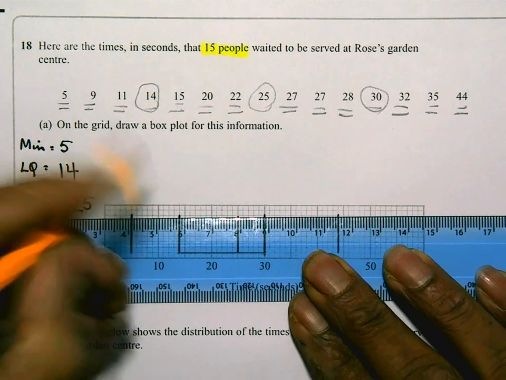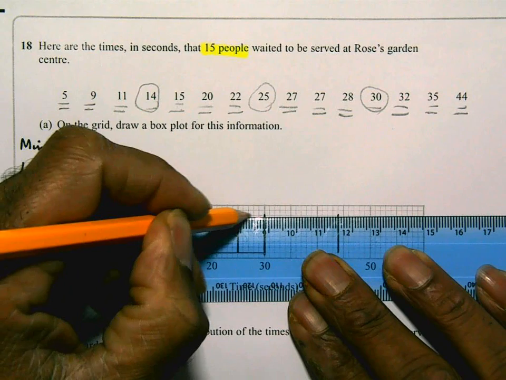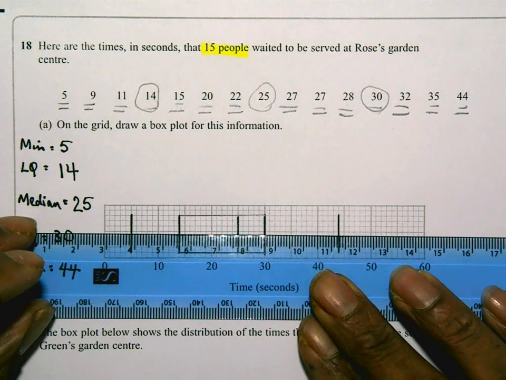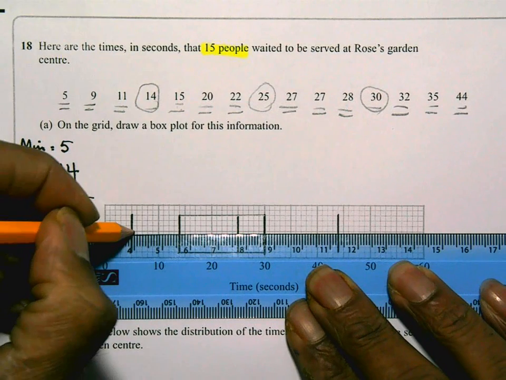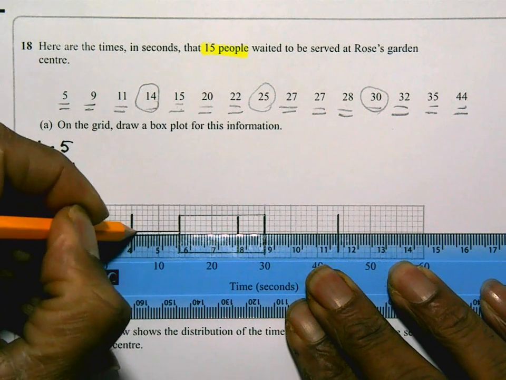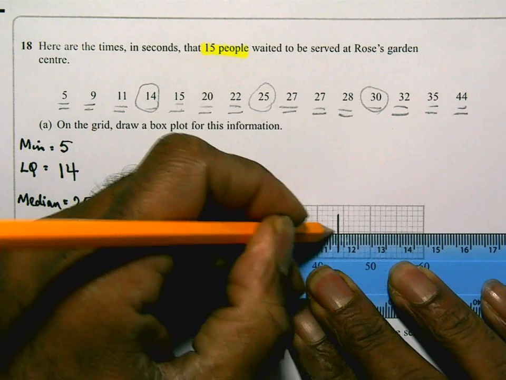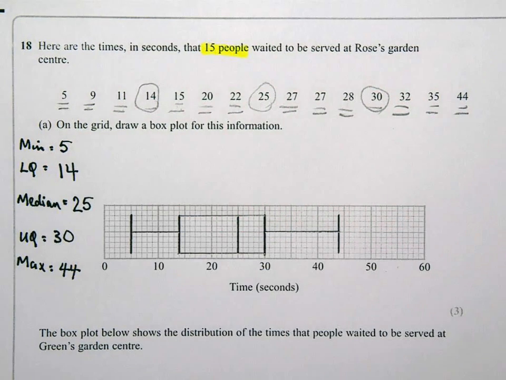And the 2 lines that are going to go outwards are going to go from the box to the lowest value, the minimum, and from the box, the upper quartile end, to the upper value. And there you go. There's your box plot for that set of data.